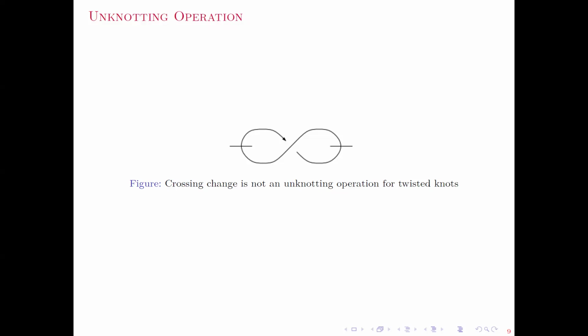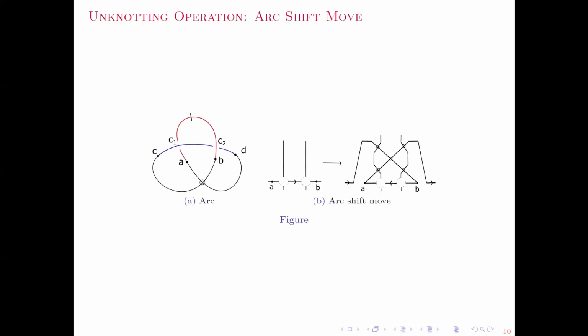This unknotting operation cannot be generalized for twisted knots, but a few can be. One which can be generalized is the arc shift move. What is the arc shift move? On the left figure, you have a twisted knot diagram. An arc is where you take points on the edges, not the crossings, like C and D, and this arc should have only two crossings. The crossings may be virtual also. Virtual is allowed. So only two crossings.